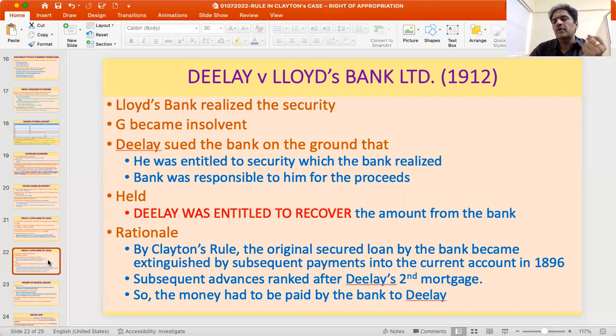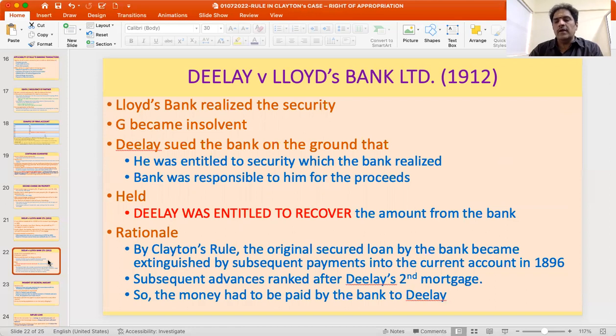Now DEELAY also has a charge on the property, so he has to recover money. He has also given a loan against the security of the same property, which has been realized by Lloyds Bank. So DEELAY sued the bank on the ground that he was entitled to the security which the bank has realized, on which they had a second charge. Then the bank was responsible to pay him the proceeds. In this particular case, the court held that DEELAY was entitled to recover the amount from the bank.